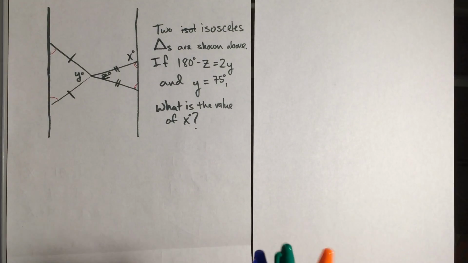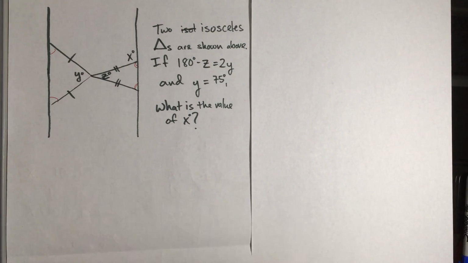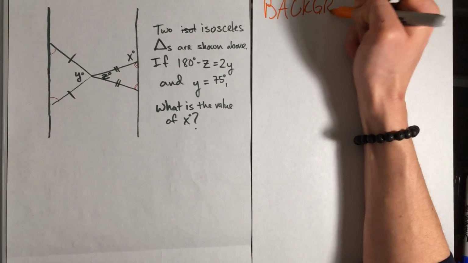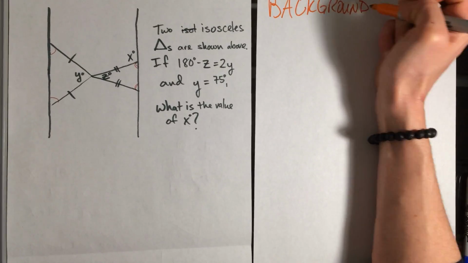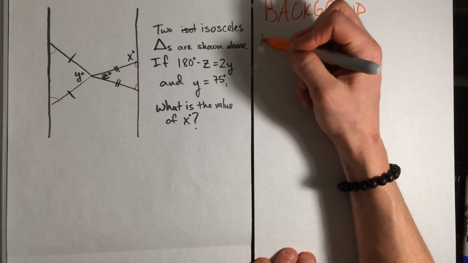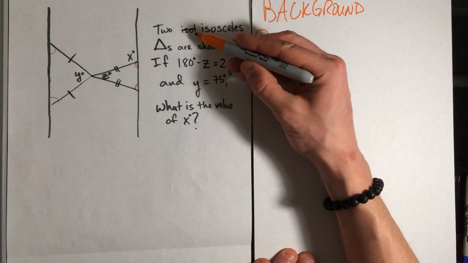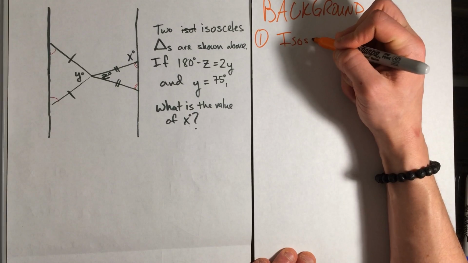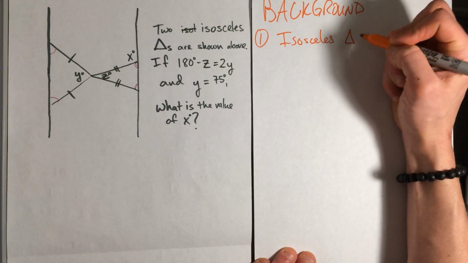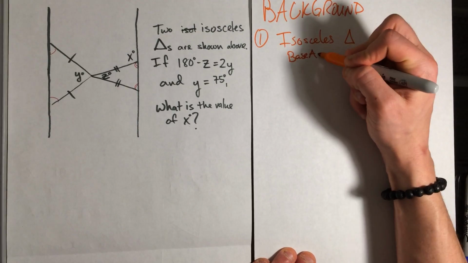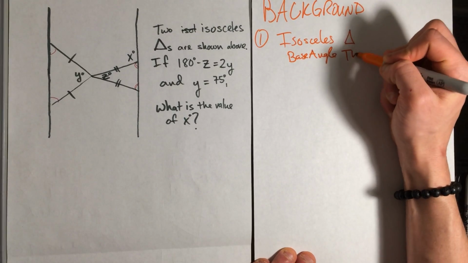Let's start with some orange today. It's the background we need to know. And we're going to need to know a decent amount of geometry background. So look at number one. We first need to know something about isosceles triangles. By the way, bravo if you can spell isosceles. I had to check. So isosceles triangles, and we need to know about base angle and base angle theorem.